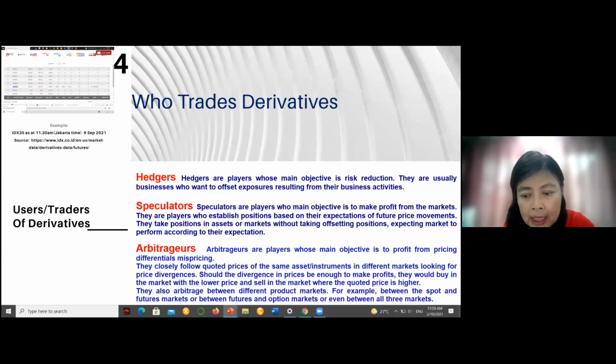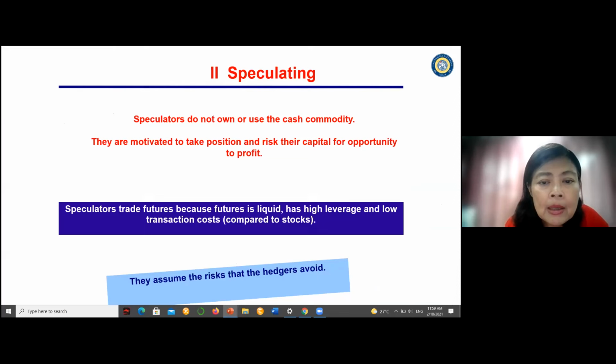So speculators take positions, speculating like trading. They are motivated to take the positions that the hedgers don't want, to take the risk. I'm going to risk my capital. I go into futures because number one, I can sell short. Number two is very liquid. And number three, there's very high leverage. I just put a little bit of money there, I get a lot of return. And the transaction cost is very low compared to stocks. That's why I use futures to speculate.